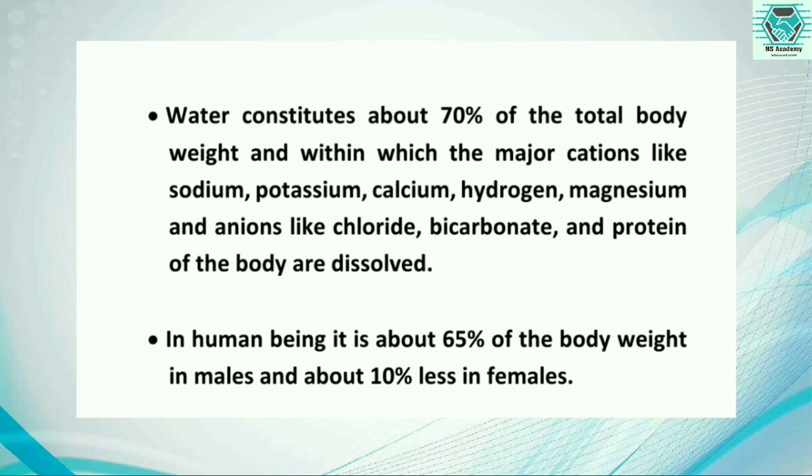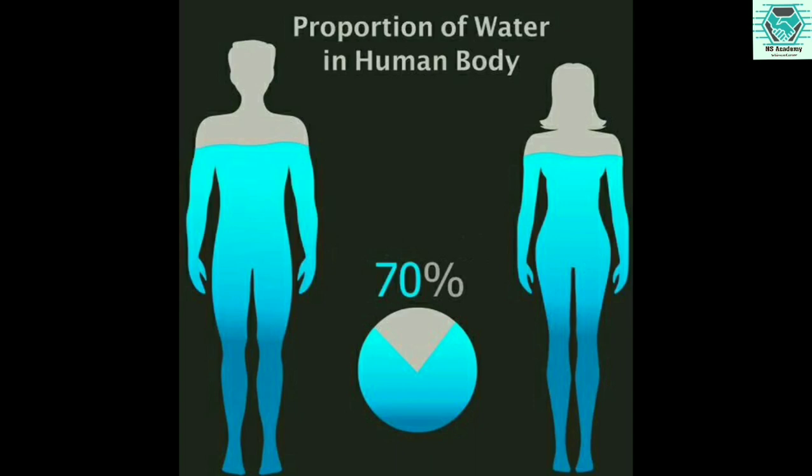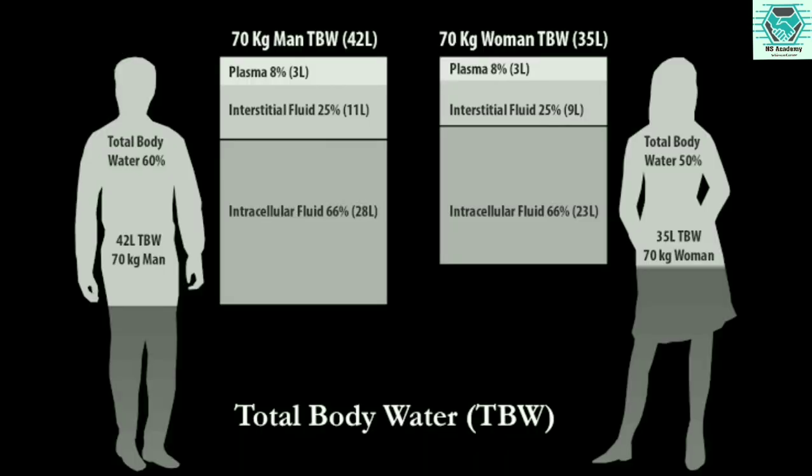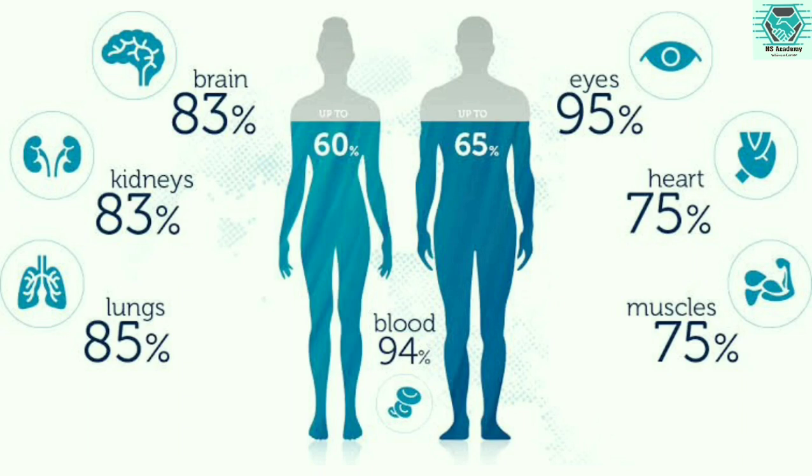In today's discussion, I will discuss the distribution of water, extracellular and intracellular fluid, tissue fluid and its formation and function. So, here we start. The table shows the percentage of water in various tissues and the proportion of total weight of the body which each tissue represents.